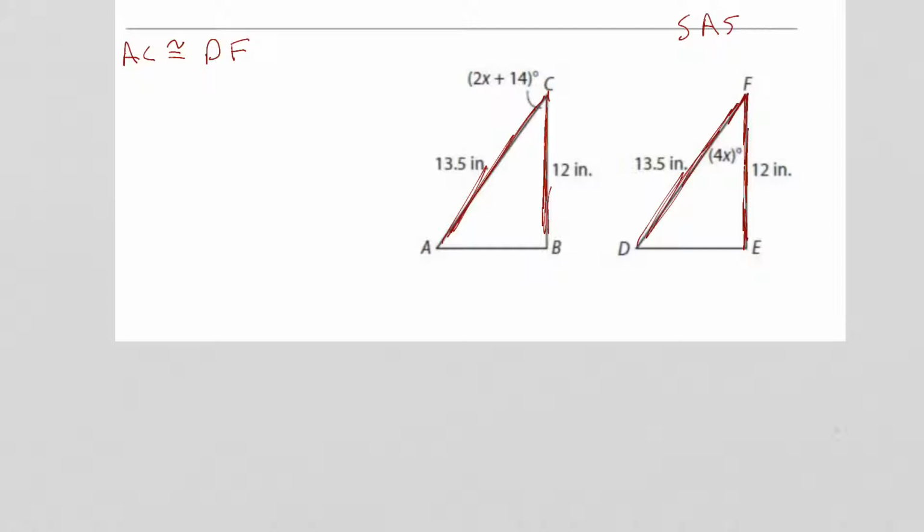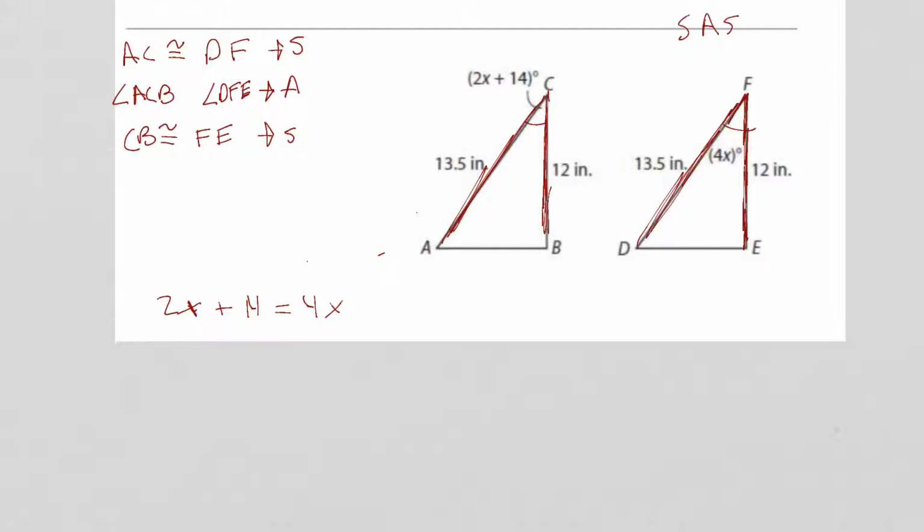And we have CB is congruent to FE. So here's our side. Here's our side. All we need is our angle. And we're talking about the measure of angle ACB and the measure of angle DFE. All right, side, angle, side. So if these two angles are supposed to be the same, make them the same. You simply set the two things equal to each other to solve for x.